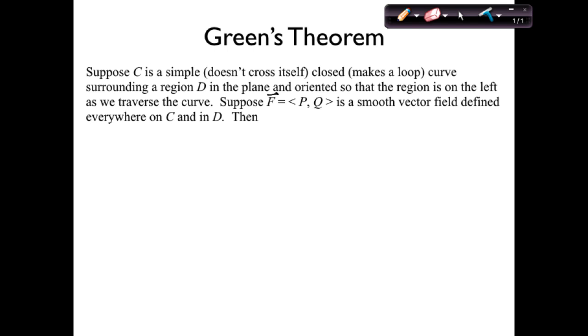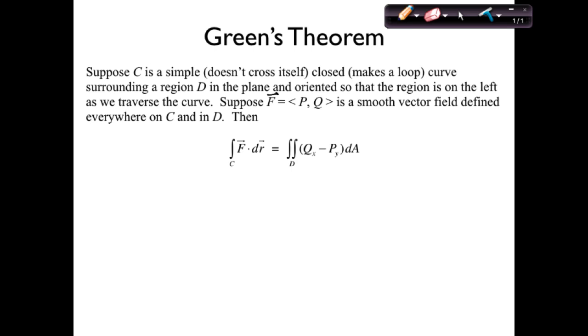And so then this is what Green's theorem says. Green's theorem says that the line integral around the boundary of this thing is the same as the double integral of the partial of Q with respect to x minus the partial of P with respect to y over the region inside C, D.